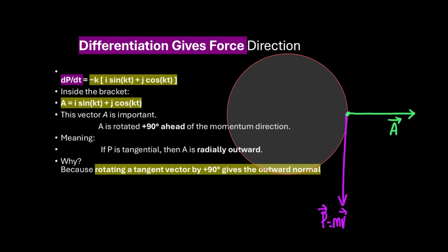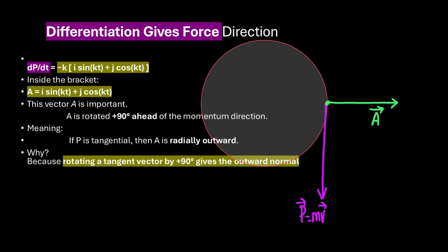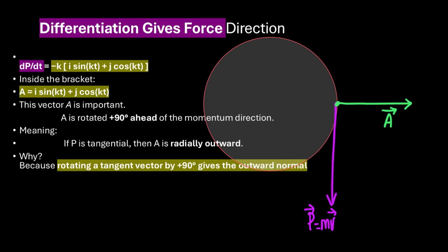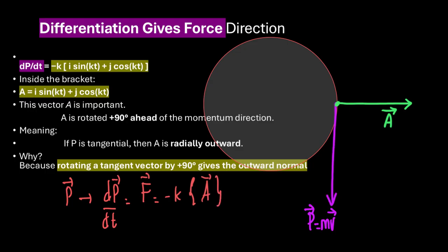Now, differentiation gives us the force. Let me just make it more clear for you. So we had momentum vector P. When we differentiated the momentum vector, what we got was vector F, which was equal to minus k times a different vector, vector A. Now we will talk about vector A. The vector A is minus sin kt i plus j cos kt.